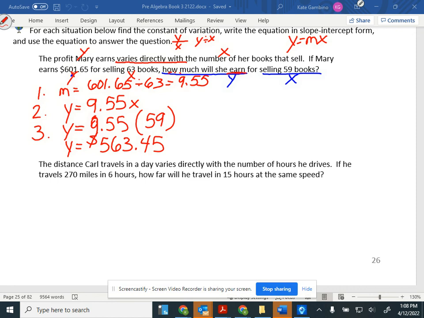You guys want to do one more together? Make sure you know it, or do you think you're doing good? You're good? All right, so we have this last one and then the next page. Remember, y varies directly with the x. Remember, put a y under the y, put an x under the x, so you keep straight in your head where you're plugging the numbers into your equation.